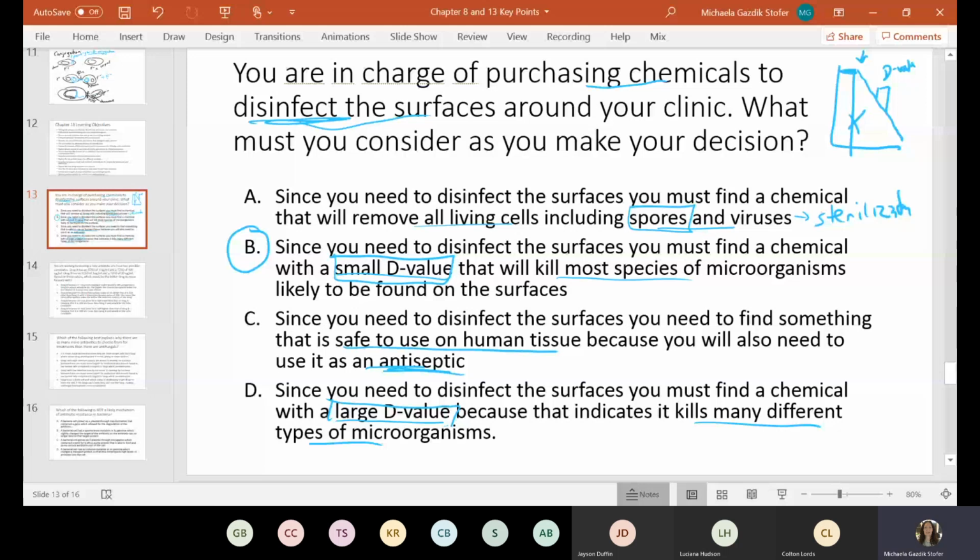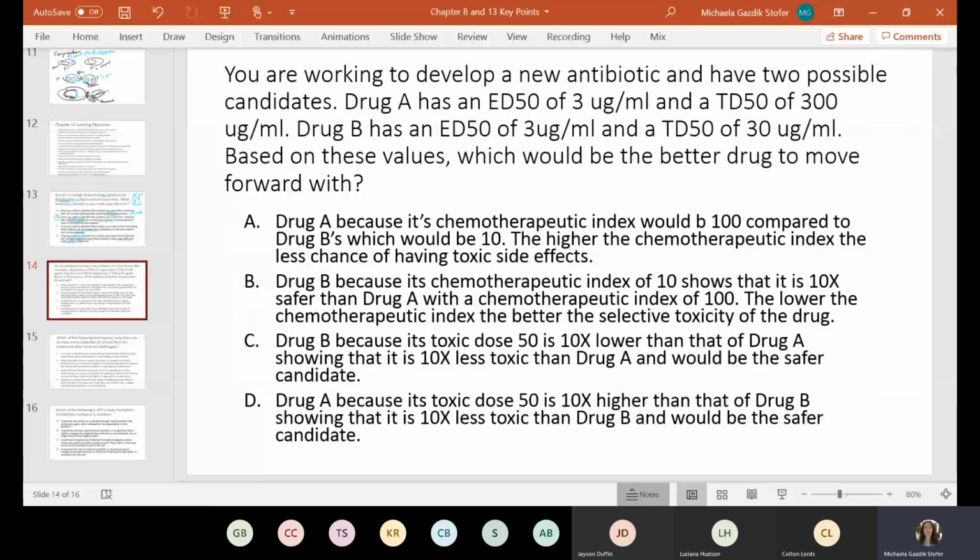Okay, a little bit more working with terminology. So now we're working to develop a new antibiotic, and we've got two possibilities. Drug A has an ED50, so that's the effective dose 50, of 3 micrograms per milliliter, and a TD50, or the toxic dose 50, of 300 micrograms per milliliter. Drug B has an ED50 of 3 micrograms per milliliter also, but a TD50 of 30. So we're looking at these values, and if you're the one working at this pharmaceutical company, we're going to decide which one is going to be the better drug to move forward with.